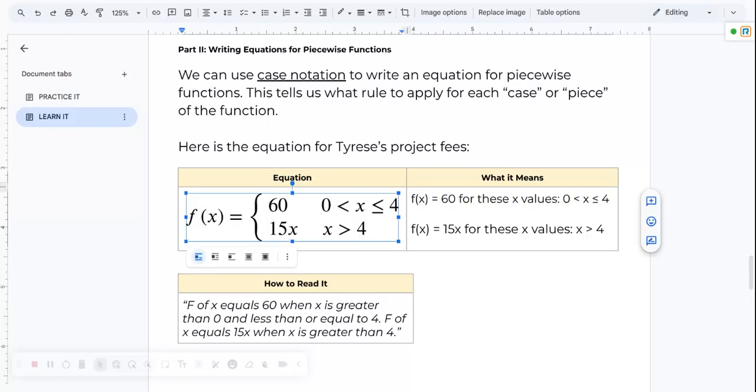So here's the situation going on here. Therese creates projects for people.